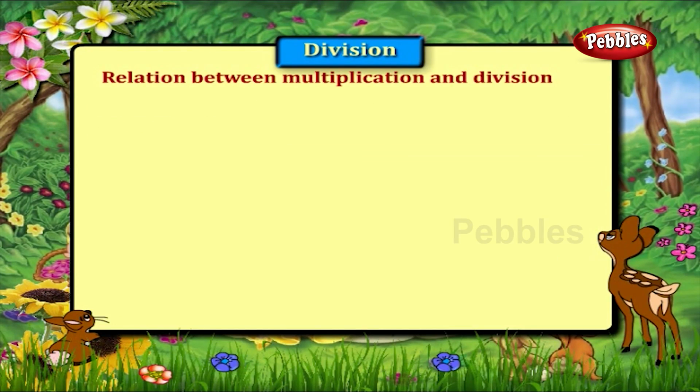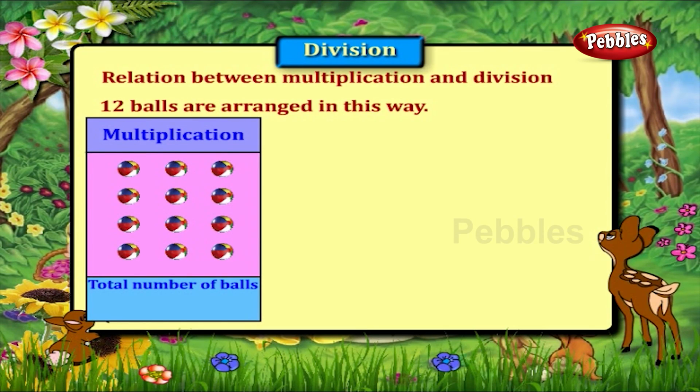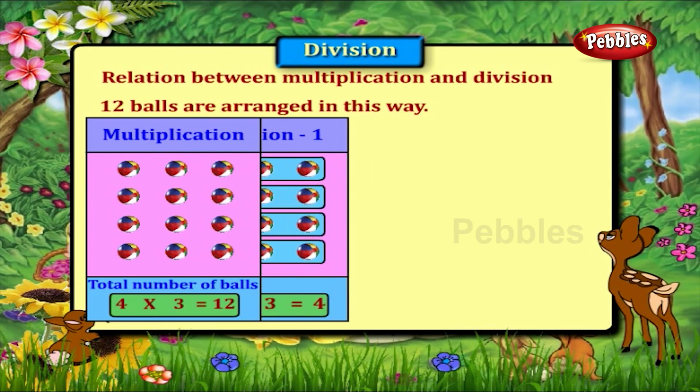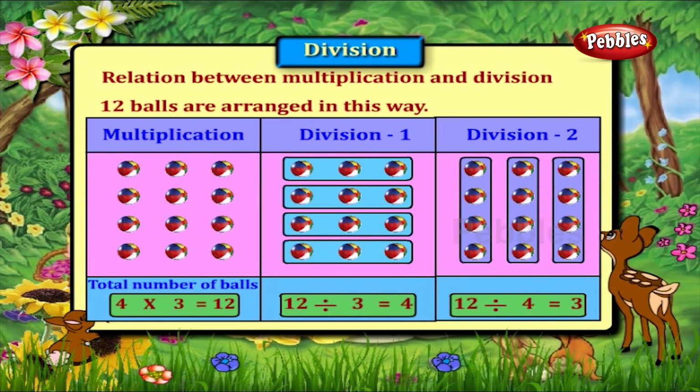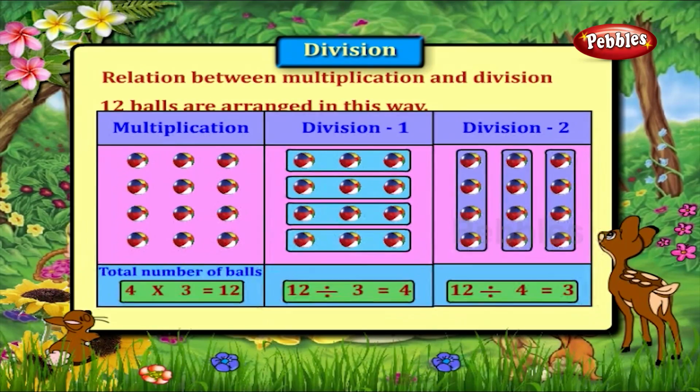Relation between multiplication and division. 12 balls are arranged in this way. Multiplication: 4 into 3 is equal to 12. Division 1. 12 divided by 3 is equal to 4. Division 2. 12 divided by 4 is equal to 3.